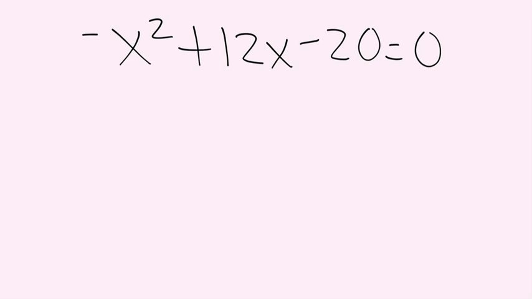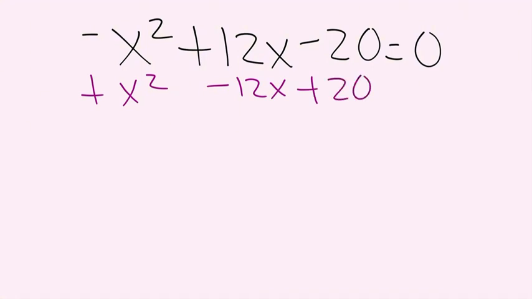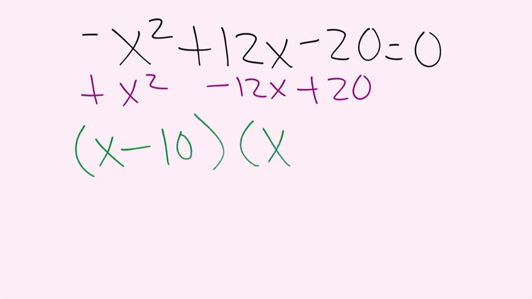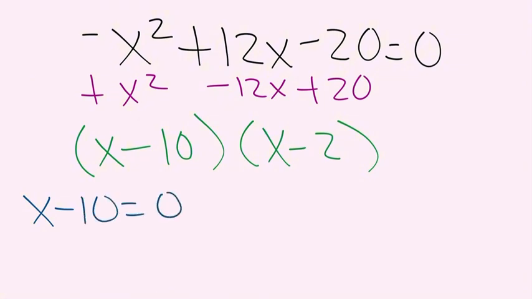Plus x squared minus 12x and plus 20. And then we're going to look for two terms that multiply to 20 and add up to negative 12, which would be negative 10 and negative 2, which is x minus 10 and x minus 2. And then set them equal to 0, which would mean x minus 10 equals 0. And then x minus 2 equals 0.